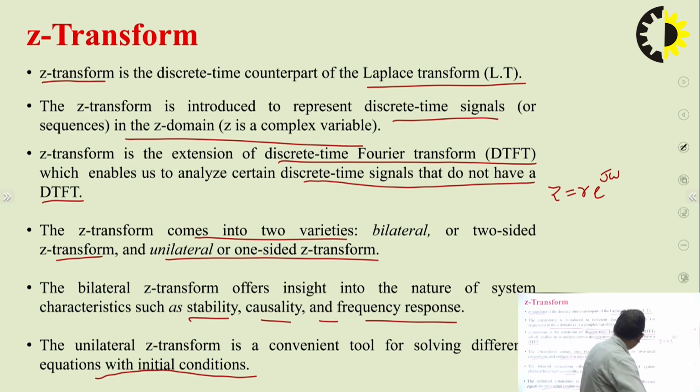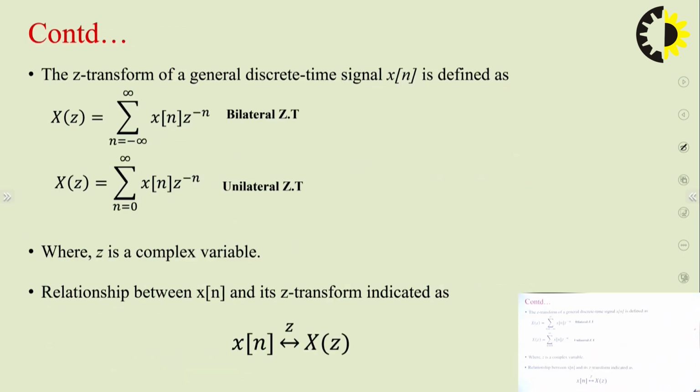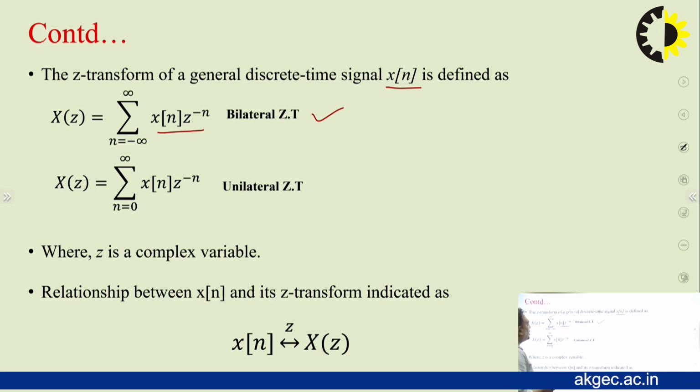Now, next slide we will see. The Z transform of a general discrete time signal x[n] is defined like this. This is the expression for the bilateral Z transform: the sum from n equals minus infinity to infinity of x[n] times z to the power minus n. Similarly, for the unilateral Z transform, because we are taking only the one-sided transform, the sum is from n equals 0 to infinity of x[n] times z to the power minus n. We will not take values from minus infinity to 0 in this case.